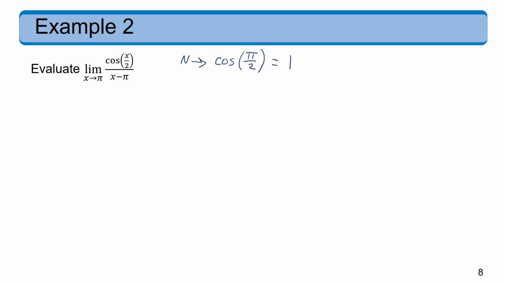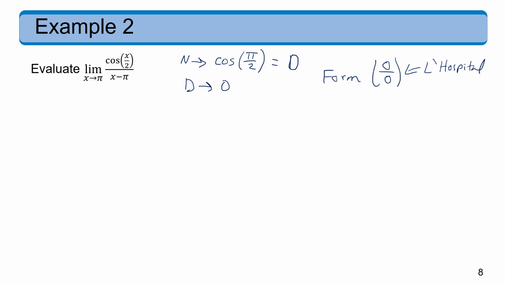Cosine of pi over 2 is 0, so the numerator is approaching 0. The denominator is approaching pi minus pi, which is 0. So the form is 0 over 0. Again, that's an indeterminate form. The limit still may or may not exist. We don't know yet. But this is one of the forms where we can use L'Hopital's rule.